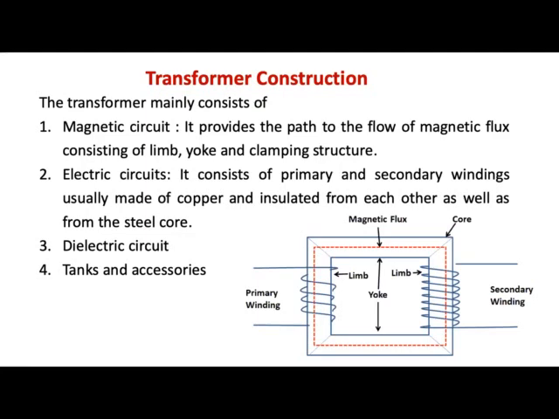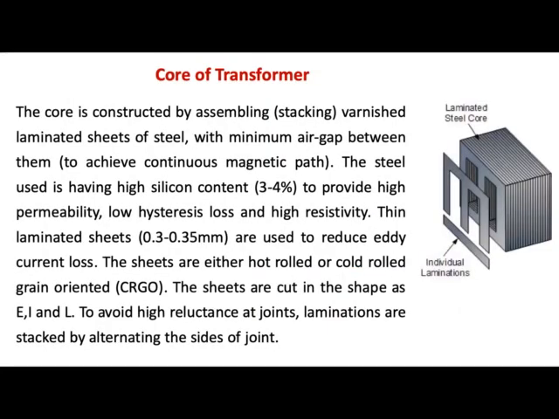Therefore a variety of dielectrics are used, which is known as the dielectric circuit, between the windings, between different layers of the windings, between the cores, and between the core and the winding. So there are multiple dielectric materials being used in the transformer. Then the main transformer is put into a tank with the accessories to facilitate the working of the transformer. Those are known as the tank and the accessories.